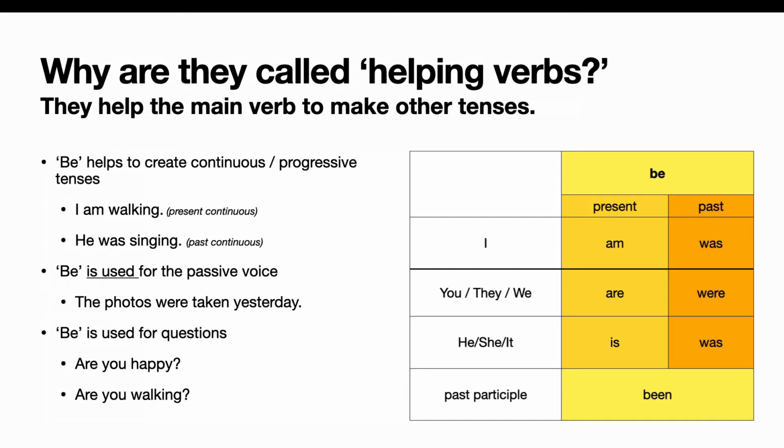Secondly, be is also used for the passive voice, as in this example, the photos were taken yesterday. So before we learn the passive voice, we also have to be very comfortable with how to use the present and past form of be.